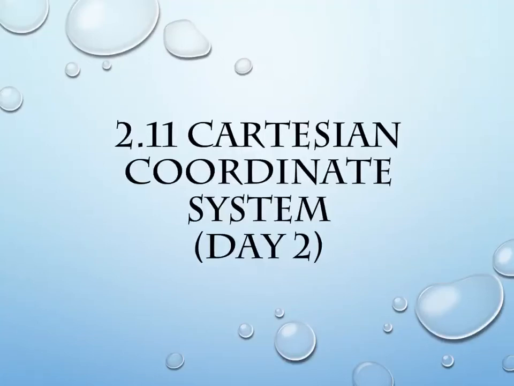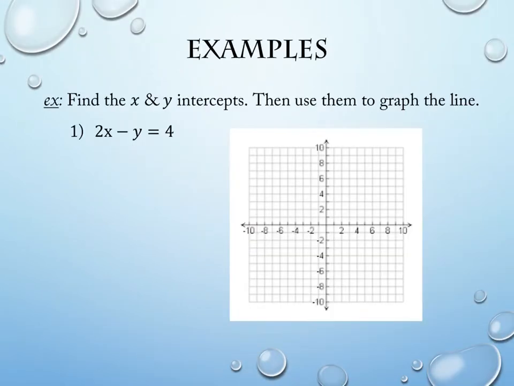All right, today is our last section of new material, section 211, and we're going to look a little bit more at the Cartesian coordinate system. And the first thing we're going to take a look at is x and y intercepts. We talked about them in the last section. We're going to talk about them a little bit more today. So we're going to find the x and the y intercepts, and then we're going to use them to graph the equation of the line.